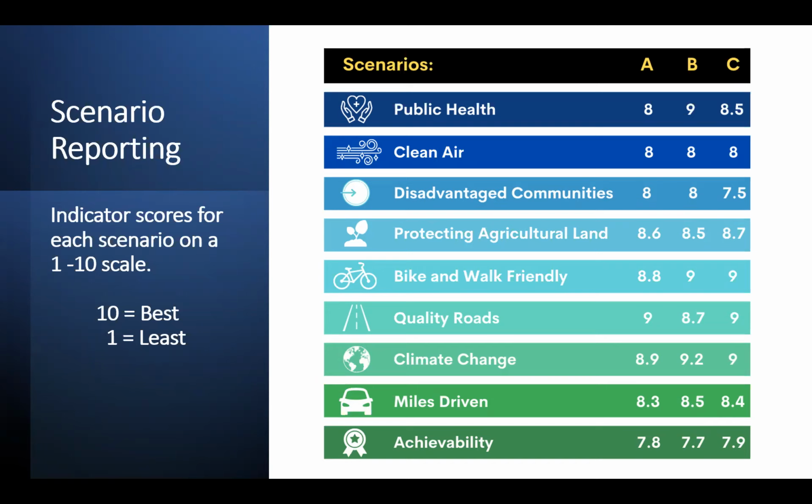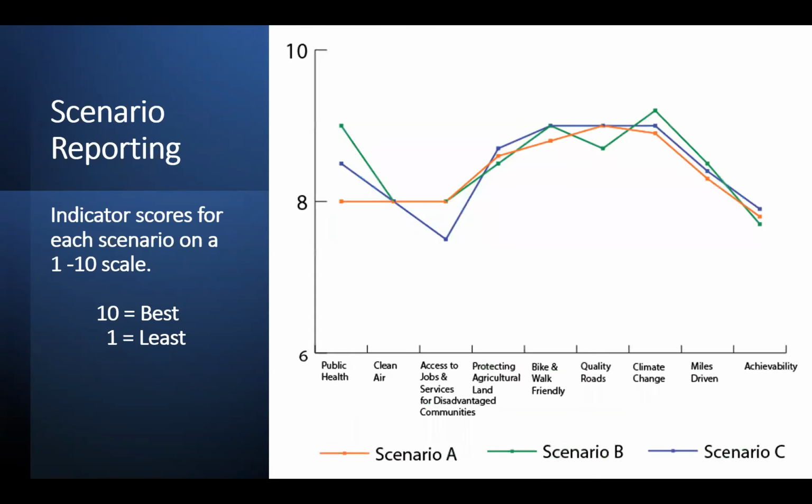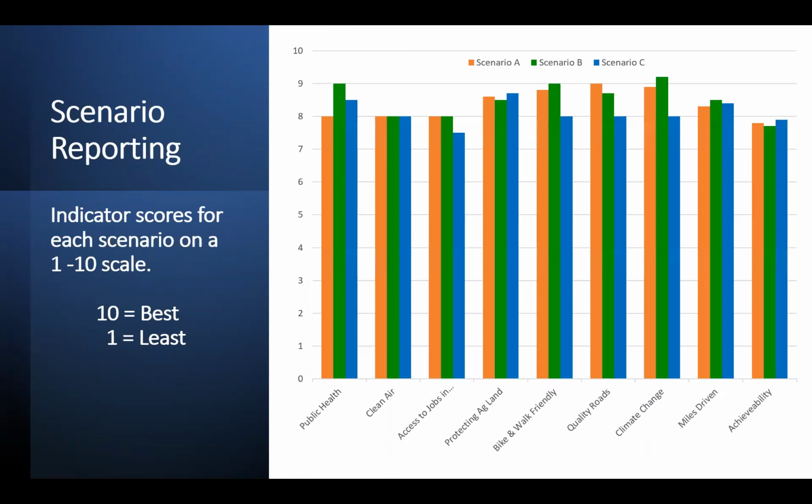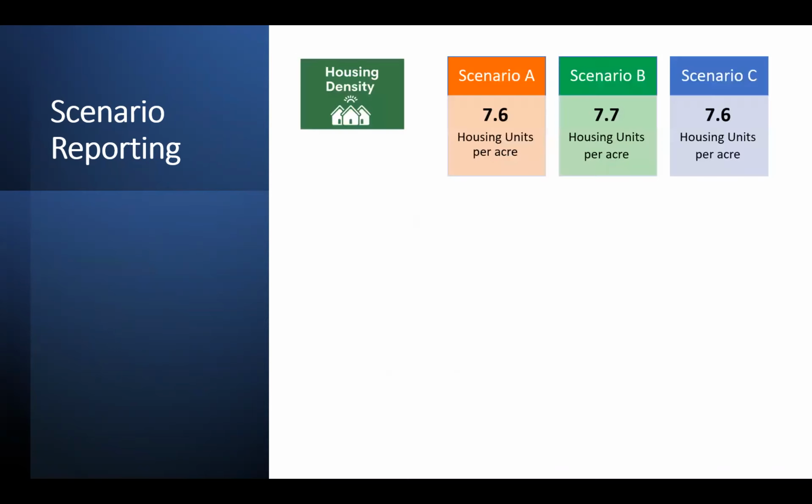This graph is just a different way to show you how the scenarios performed in each category. As you can see, it's easier to visually detect the highs and lows of each scenario's scores. This bar graph is, again, a different way to show you how the scenarios performed in each category. The orange bars relate to scenario A. The green bars depict scenario B performance, and scenario C is shown in blue.